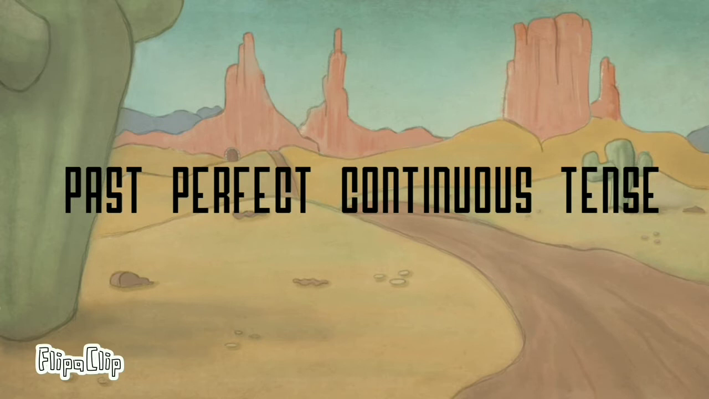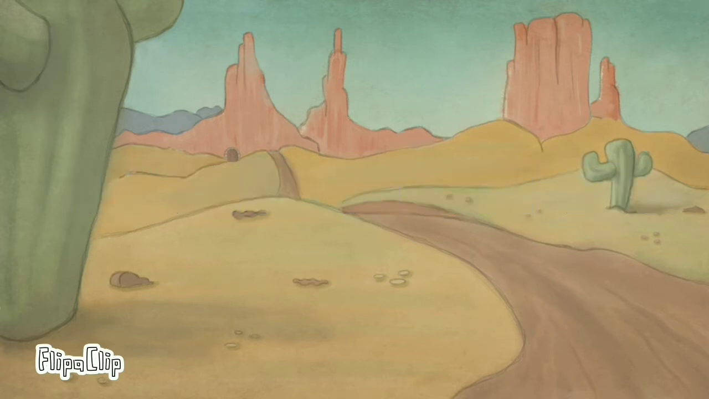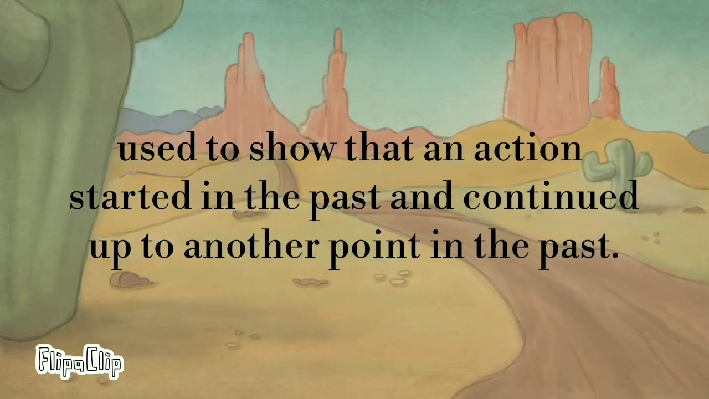Past perfect continuous tense. Past perfect continuous tense is used to show that an action started in the past and continued up to another point in the past.